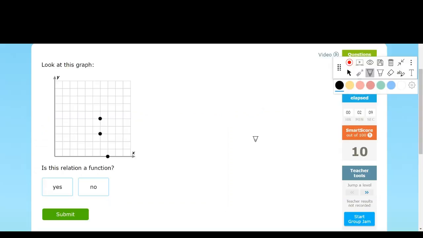Here's another problem. Notice how now we're given a graph instead of a table or ordered pairs. But we can translate these points on a graph into their ordered pairs, and then we can take a look at them and decide if they are a function or not.